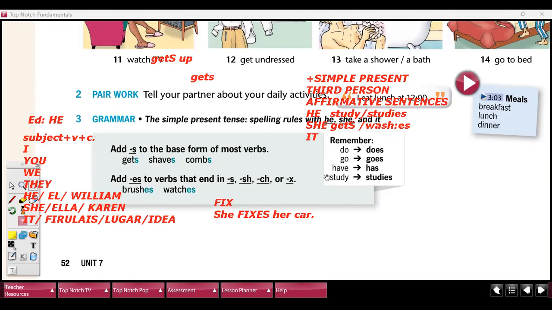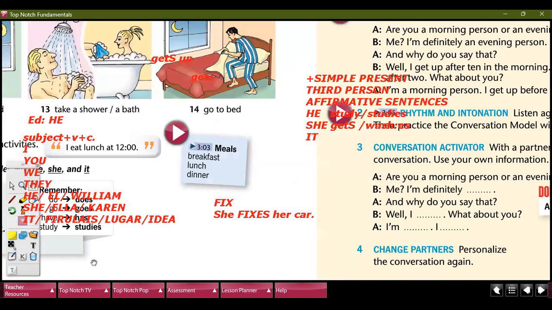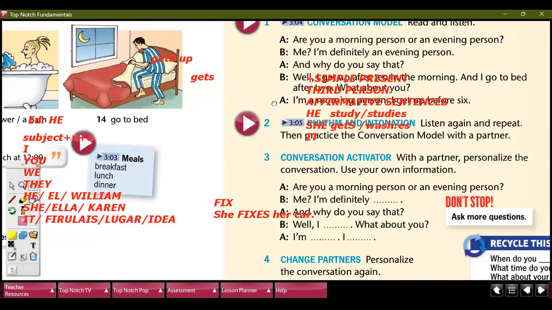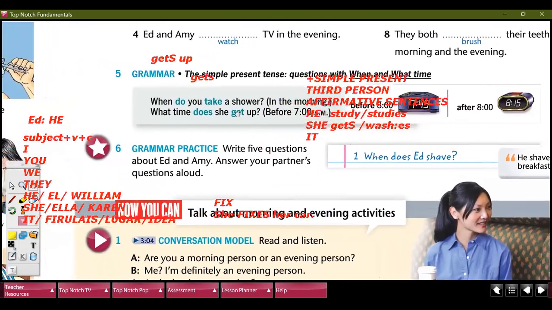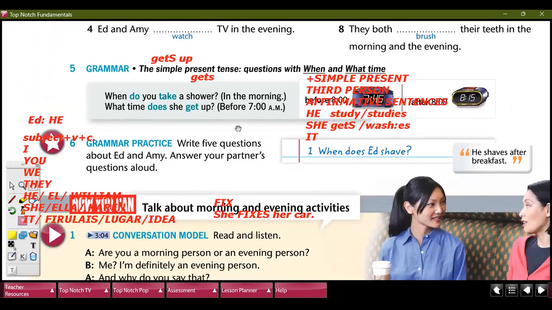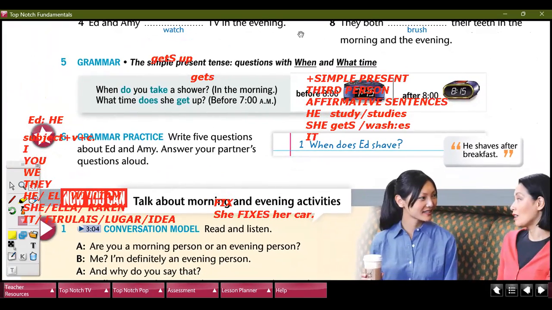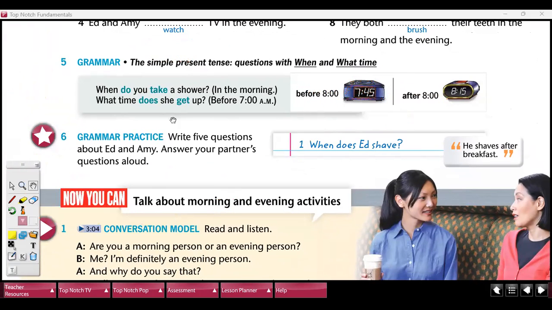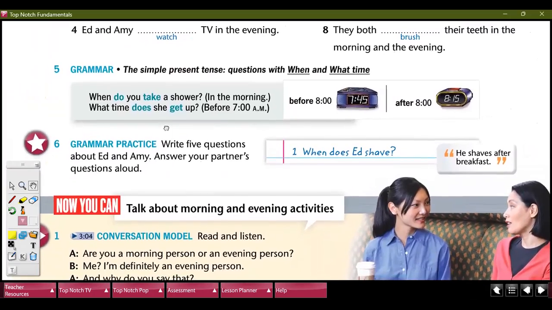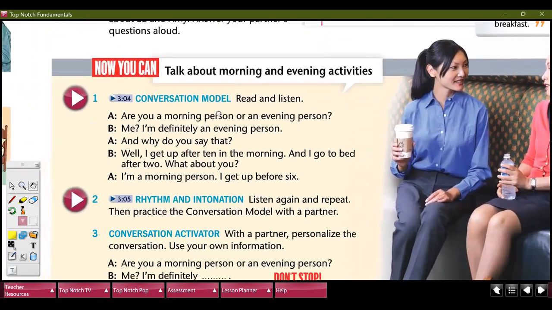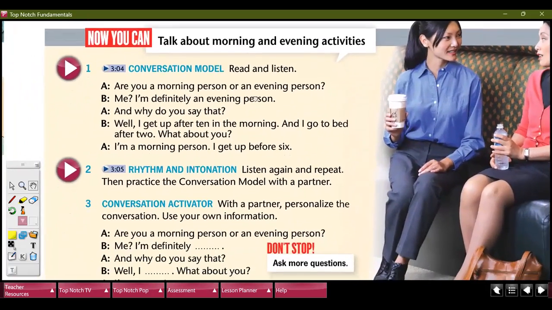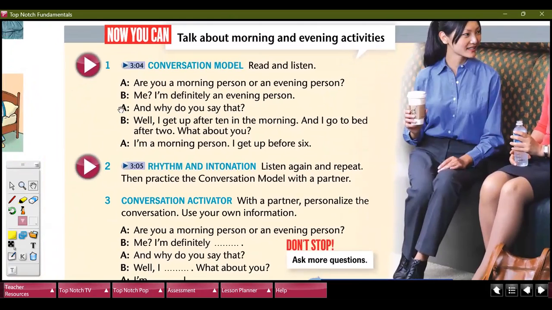Okay, so now let's continue. We have a conversation. Yes, we have some exercises, but we're going to start with speaking. Okay, le vamos a poner el ejercicio de writing un poquito más adelante. So we need to speak a little bit more. And look at the following questions. We're going to check the conversation, not the questions. Talk about morning and evening activities. Read and listen. Are you a morning person or an evening person?